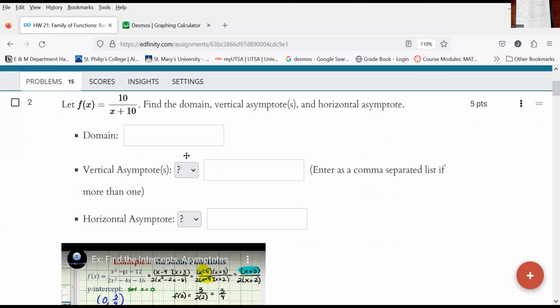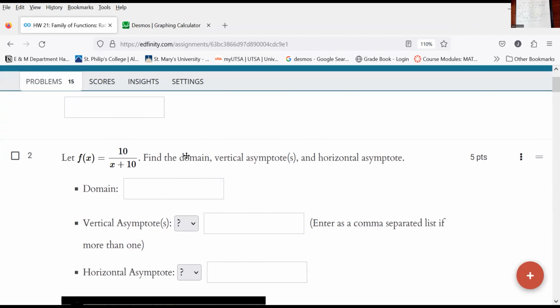Look at number 2. Same question. Find the domain, vertical asymptote and horizontal asymptote. Remember how to find asymptotes. Yeah, where we have a 0 in the denominator, so that'll be a vertical line. Horizontal has like 3 cases. Horizontal is the annoying one, so I'm probably gonna do it on a different page.